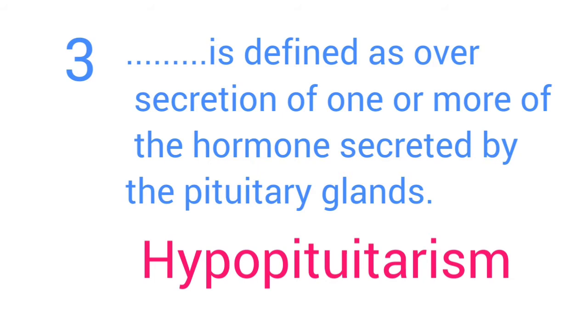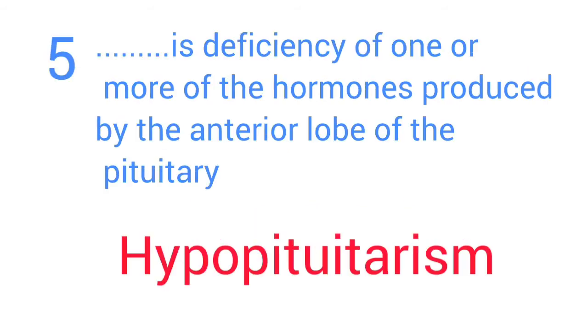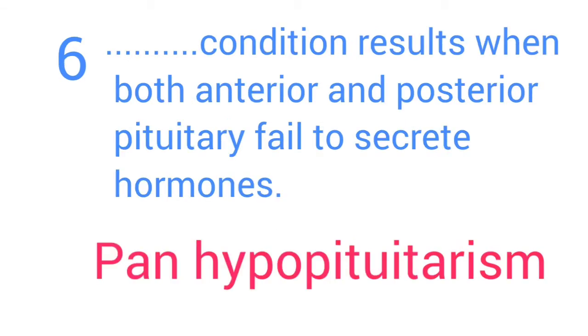Dash is defined as oversecretion of one or more of the hormones secreted by the pituitary gland. Hypopituitarism. Abnormal milk secretion is dash. Galactorrhea. Dash is deficiency of one or more of the hormones produced by the anterior lobe of the pituitary. Hypopituitarism. Dash condition results when both anterior and posterior pituitary fail to secrete hormones. Panhypopituitarism.